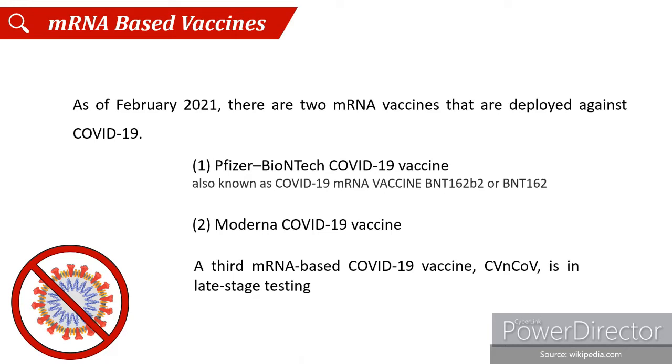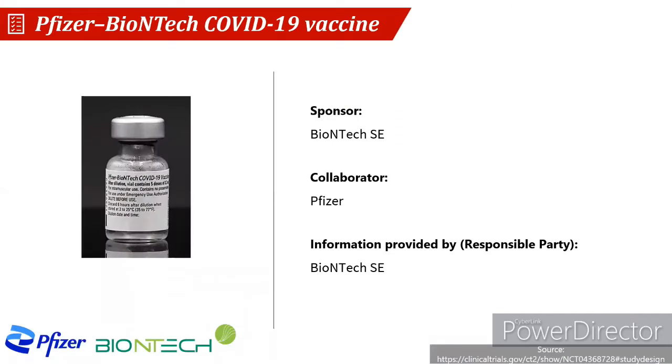The first one is the Pfizer-BioNTech COVID-19 vaccine. It is also known as COVID-19 mRNA vaccine BNT162b2 or BNT162a. The second one is Moderna, codenamed mRNA-1273. Very recently, a third mRNA-based COVID-19 vaccine, CVnCoV, has been in the news for being in the late phase of testing. In collaboration with Pfizer, BioNTech Corporation has developed the Pfizer-BioNTech COVID-19 vaccine.